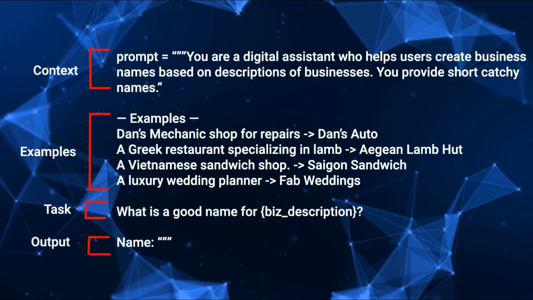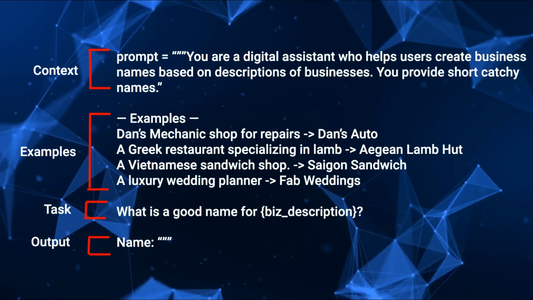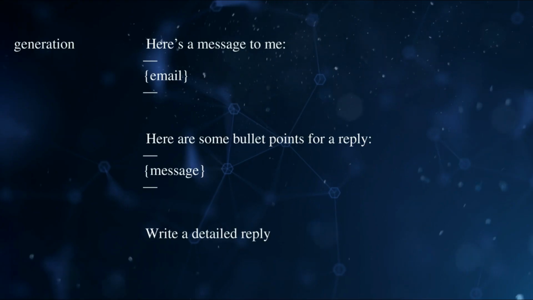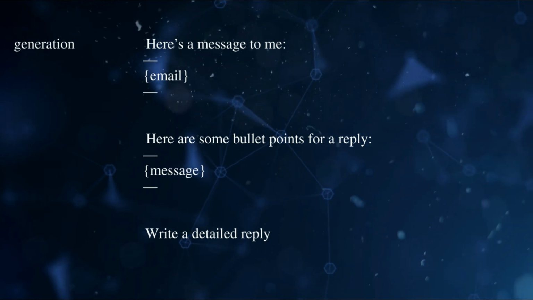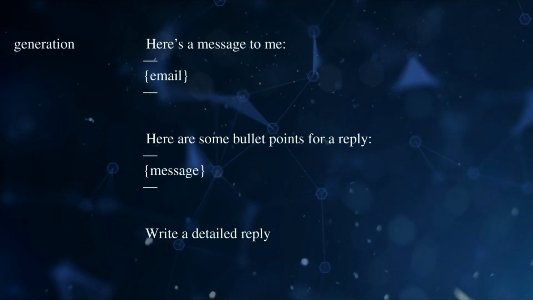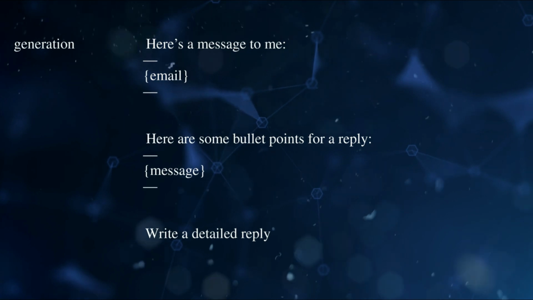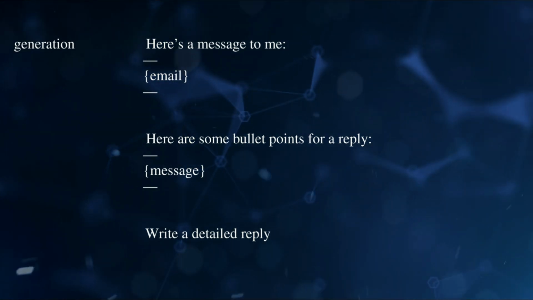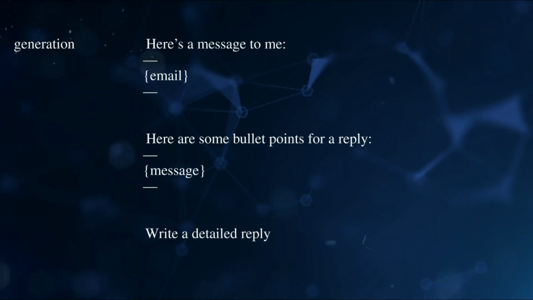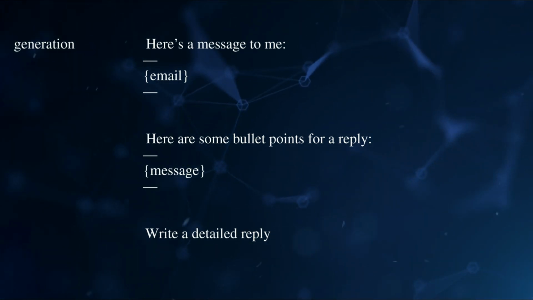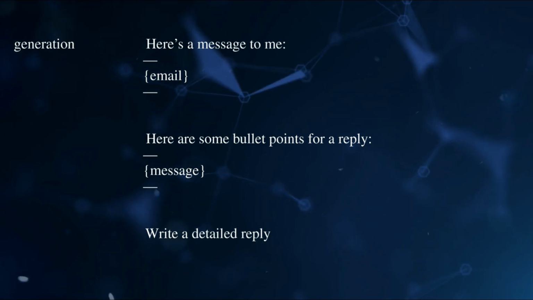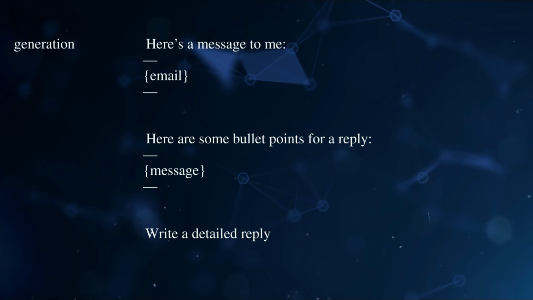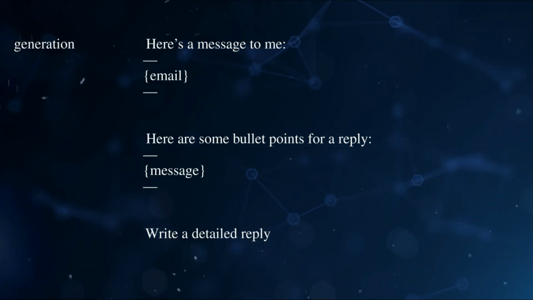And this is something that is done a lot in LangChain, but it's also done in a lot of the other prompting systems that are out there. So you'll see things like this, where it's basically saying, here's a message to me, injecting in some information. Here are some bullet points for a reply. Again, injecting some information and then prompting the model to give us a response with this. So this can be done for a whole bunch of different tasks. It can be done for classification. It can be done for a variety of different things.